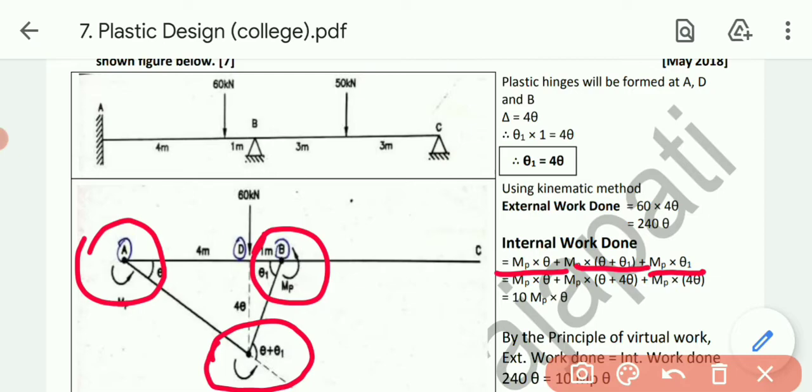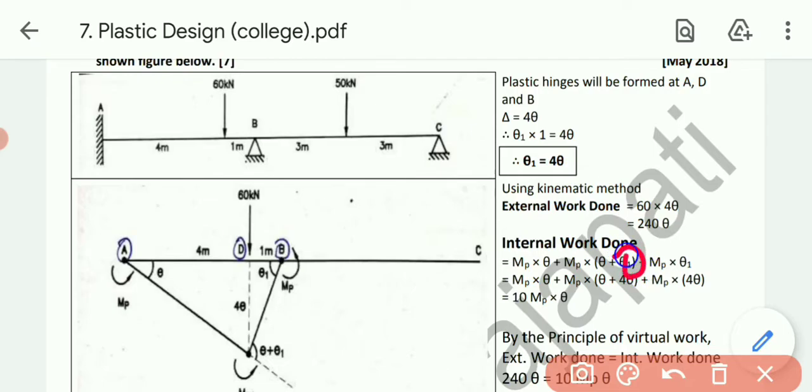Now put theta 1 equals 4 theta. So theta 1 is at 2 places over here, so 4 theta. By simplifying this one, Mp into theta, Mp into theta plus 4 theta, and Mp into 4 theta. So by simplification we will get 10 Mp theta, that is the internal work done.